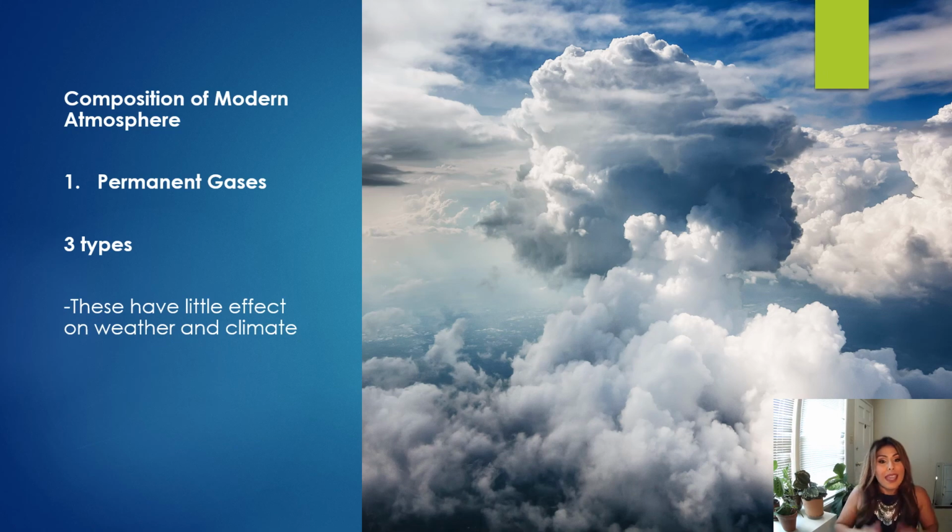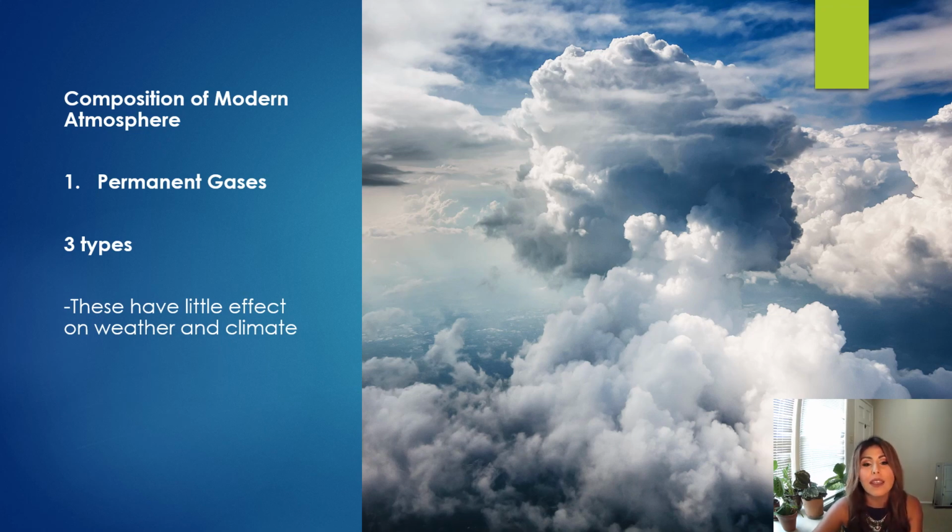So we're going to look at the composition of our atmosphere. We know that there are different gases in the air, right? So we're going to separate them into two different types of gases. First, there's permanent gases, and then on the second slide, there's variable gases. So permanent gases, take some time here. You're going to have to write these down.